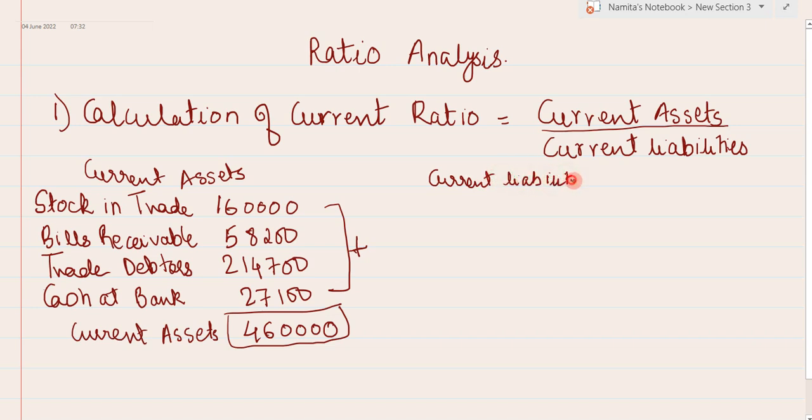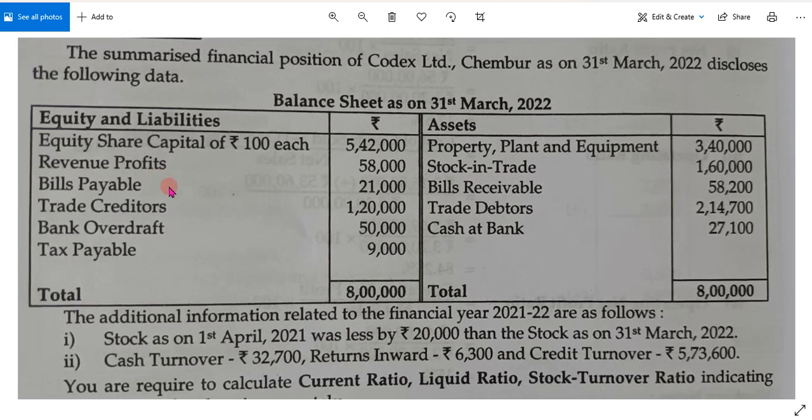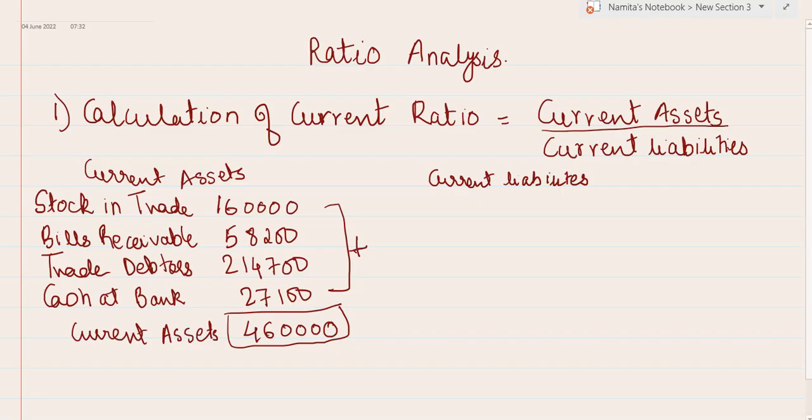Current liabilities. Now take the current liabilities from the balance sheet. Equity share capital and revenue profits are not current liabilities. Bills payable, trade creditors, bank overdraft, tax payable are current liabilities. So bills payable 21,000, trade creditors 1,20,000, bank overdraft 50,000, then tax payable 9,000. These are all our current liabilities.